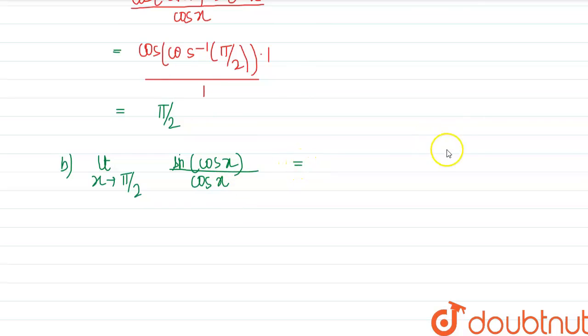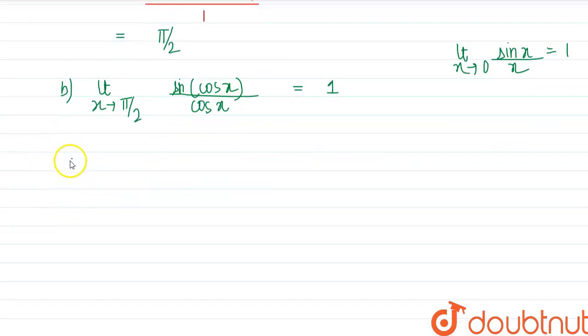So we have a result that limit x tends to 0 of sin x upon x is 1, and here in our question x is replaced by cos x. So this is same as this expression, so this will also tend to 1 only. So the value of this limit is 1.